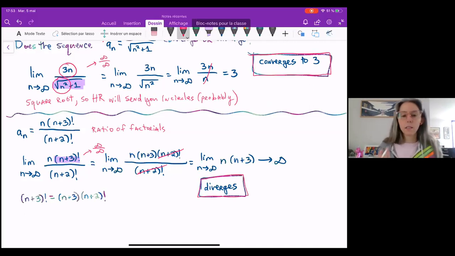So a sub n diverges in this case. The numbers just keep getting bigger and bigger forever.